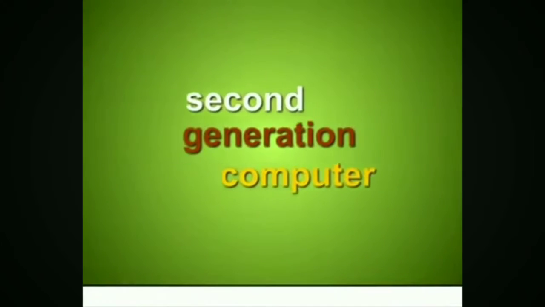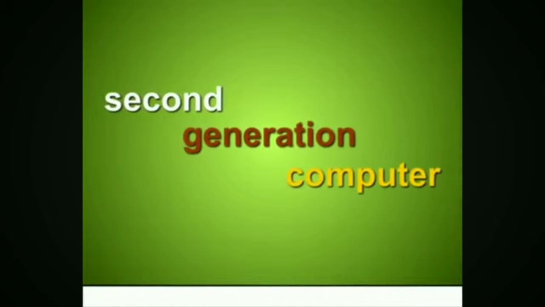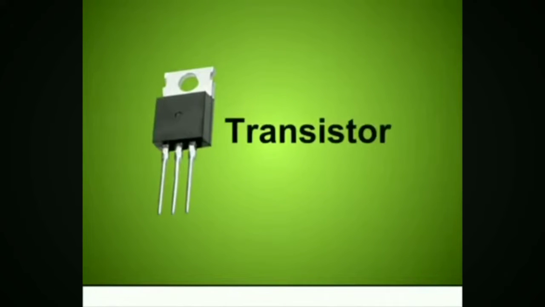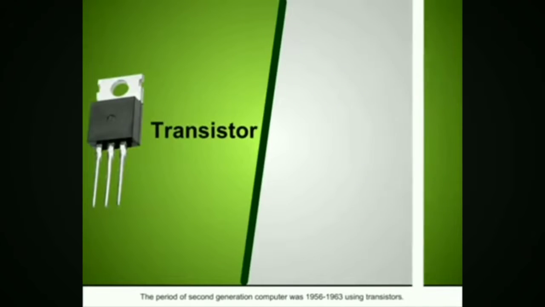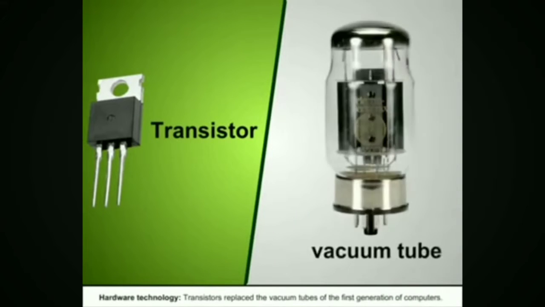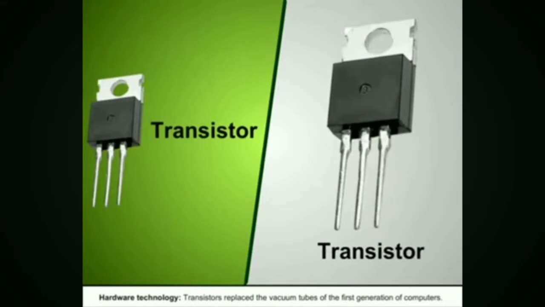In this video, we are going to see about second generation computer. The period of second generation computer was in 1956 to 1963 using transistors. Hardware technology. Transistors replaced the vacuum tubes of the first generation of computers.